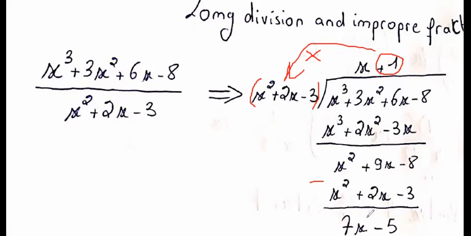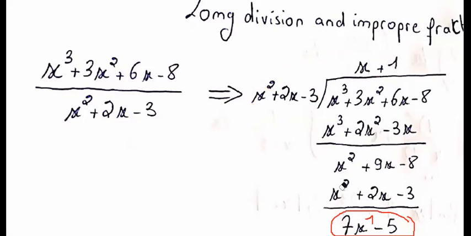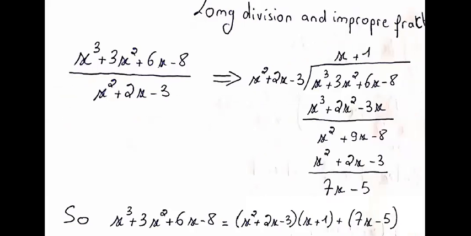Now, the degree here is 1. The degree here is 2. It's strictly less. So we stop our division, and this would be the remainder. And this is how we perform a long division of polynomials.